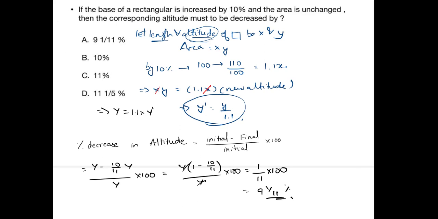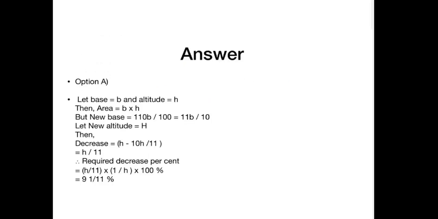So it's really simple. Just try to do this with the area and find how much the new altitude we got when the length increased by 10% and the area remains unchanged. Then you will get the new altitude, and from it the percentage decrease in the altitude. You can do it in this way also. It will be even simpler.